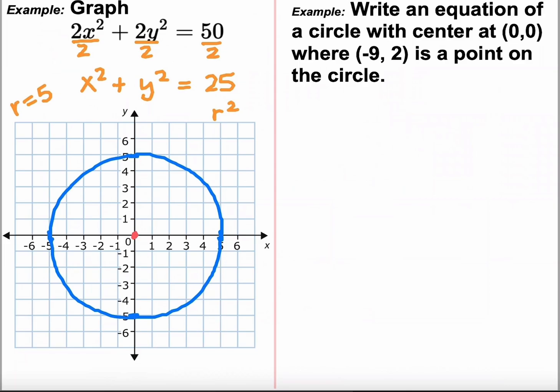And then we could write an equation for a circle. Now, if they just give me the radius, it's going to be pretty simple. I would just write x squared plus y squared equals whatever number they give me, squared. But sometimes they're going to give me just a random point that's on the edge of the circle, right? Like this one. They give me a random x, y value that's on the edge of the circle.